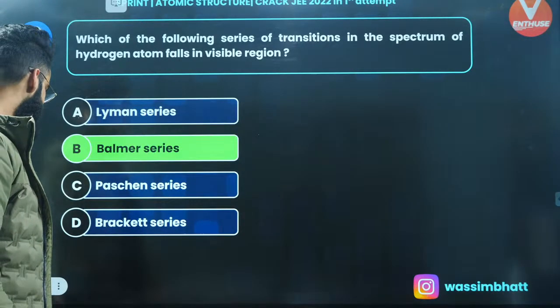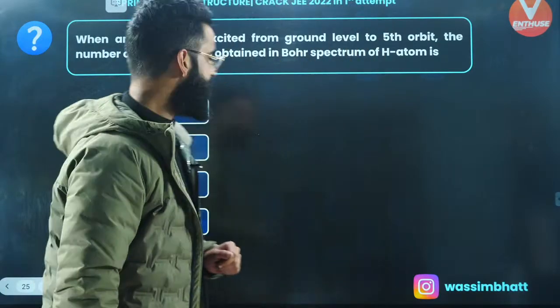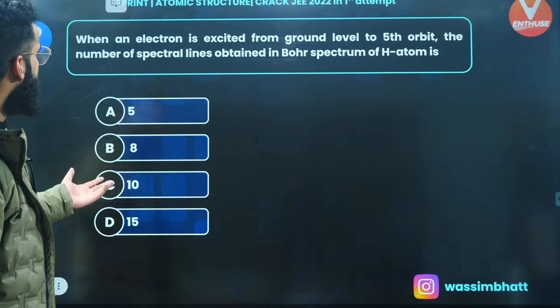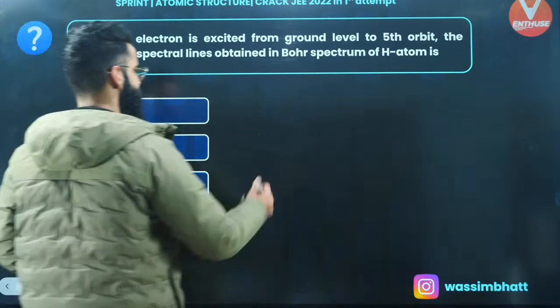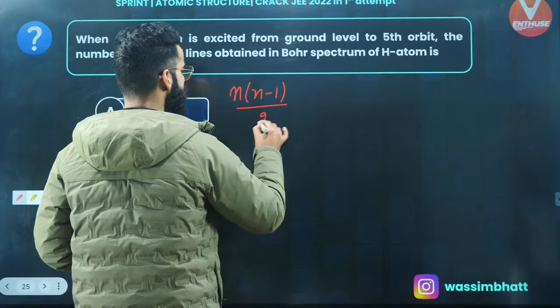Absolutely, guys, you all are perfectly right. Moving on to one more. Look at this particular question and let me know its answer in the chat. When an electron is excited from ground level to fifth orbit, the maximum number of spectral lines obtained in the Bohr spectrum of hydrogen. How do we calculate the maximum number of spectral lines? n into n minus 1 divided by 2, right?